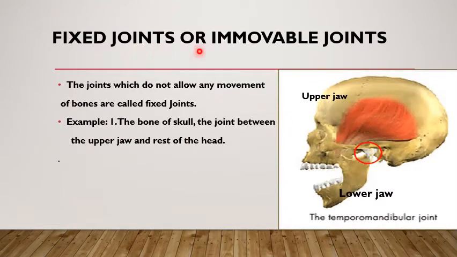Fixed joints or immovable joints. The joints which do not allow any movement of bones are called fixed joints. Example, the bones of the skull, and the joint between the upper jaw and the rest of the head. Now you are seeing this is the upper jaw and this is the lower jaw. So the joint in between these two is called the fixed joint. Now you are seeing in this picture only the lower jaw is moving. Not a single part of the upper jaw moves, because it is fixed.